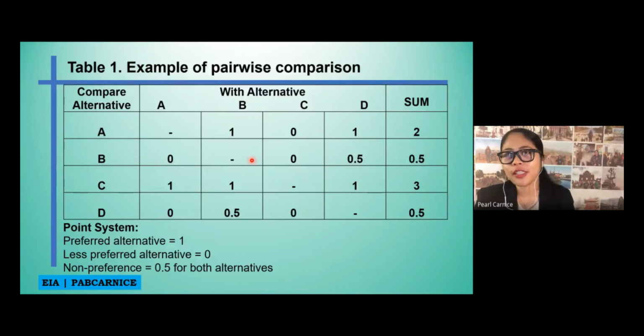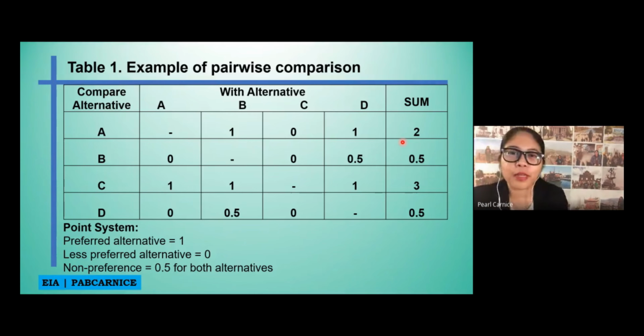So this Table 1 is actually an example of a pairwise comparison. For example, we have compared alternatives A, B, C, and D, and then we have other alternatives, A, B, and C. We are actually doing a pairwise comparison. And then if we are going to sum that, we can see here the comparative alternative.